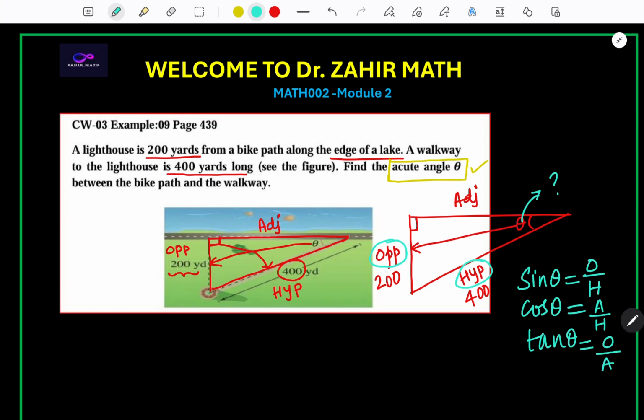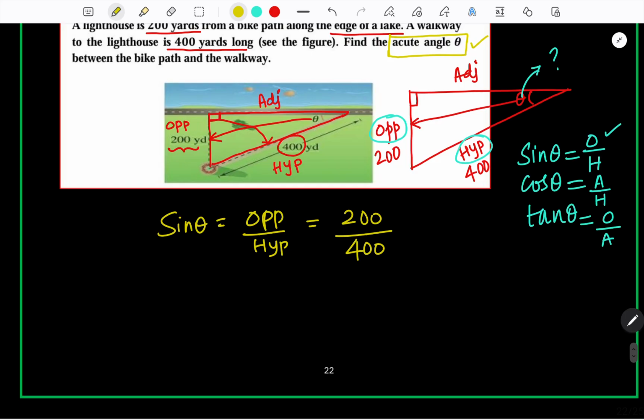Now look here, what do we have, sine or cosine or tan? We have sine. So sine theta is equal to opposite by hypotenuse. How much is your opposite? 200, divided by the hypotenuse, which is 400. So sine theta is equal to 200 divided by 400.